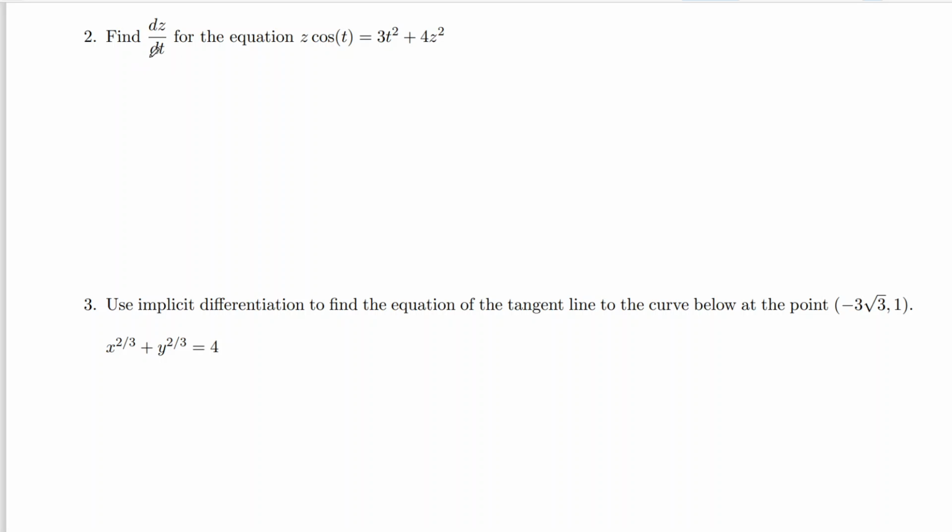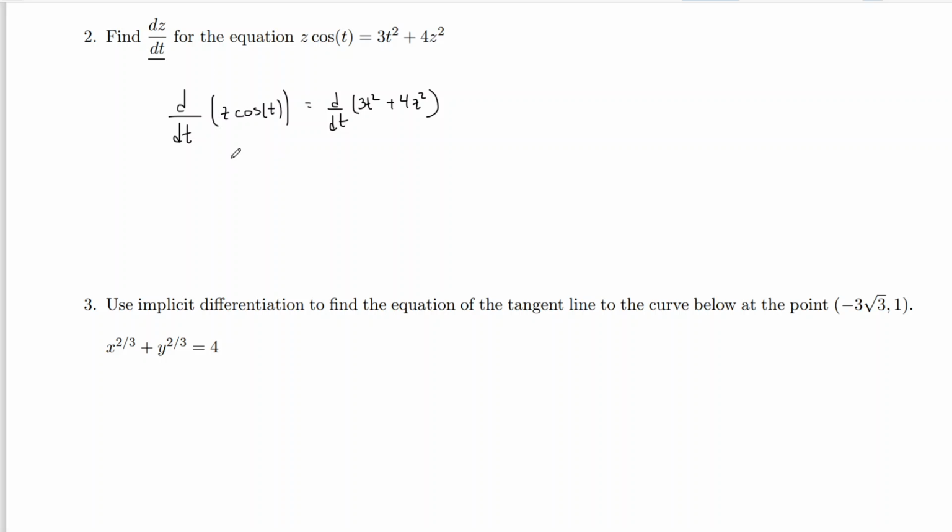And like I mentioned in the previous one, the dt is in the bottom here, which means when we do the derivative of each side, we do d over dt. z cosine of t equals d over dt of 3t squared plus 4z squared. And once again, you have all those old derivative rules. So if you want to go ahead and just try to do this part faster, that's up to you, whatever you're comfortable with. Just don't forget that the z's don't match the t, so you're going to have the chain rule in there.